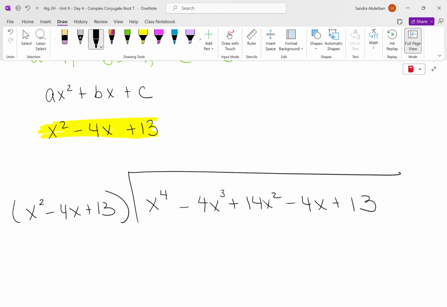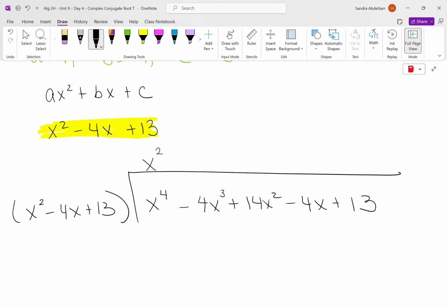How come I couldn't use synthetic division here? My only option is long division. Why was I not allowed to use synthetic? Tori? Good. It's not a binomial with a degree of 1, right? We usually need the degree to be 1. This is not a degree of 1, so we are forced to use long division.